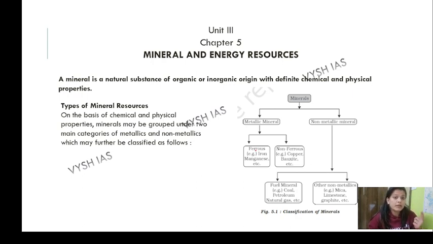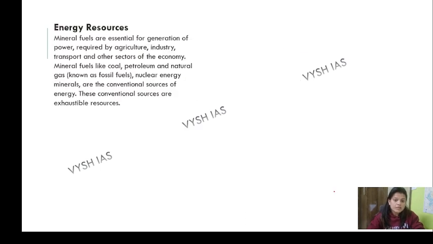Metallic and non-metallic. When we talk about metallic, it comes under ferrous and non-ferrous: iron, manganese under ferrous, and copper and bauxite under non-ferrous. When we talk about the non-metallic ones, they come under the fuel category. Other non-metallic minerals are mica, limestone and graphite. Energy resources are what we are going to start from today. We already read about the conventional and non-conventional ones in part 1 of chapter number 5.